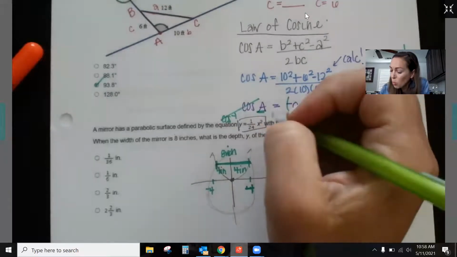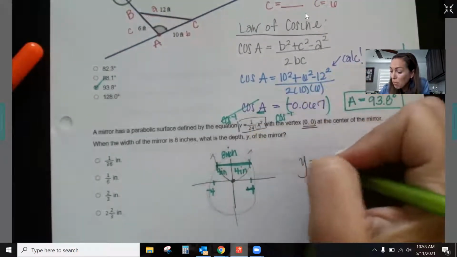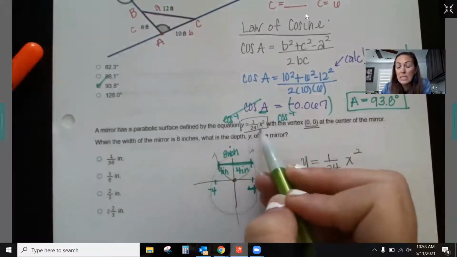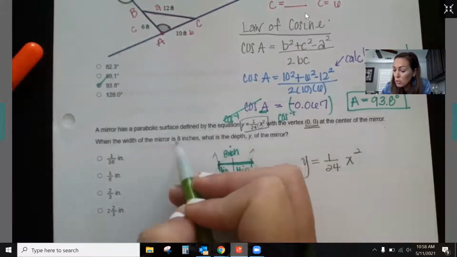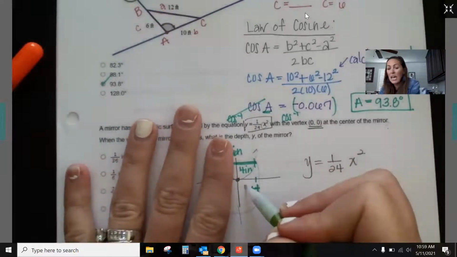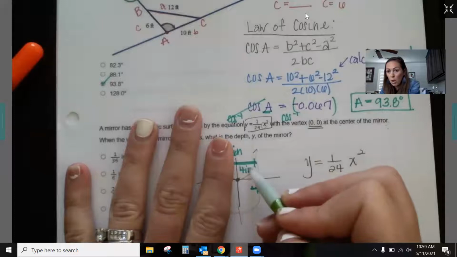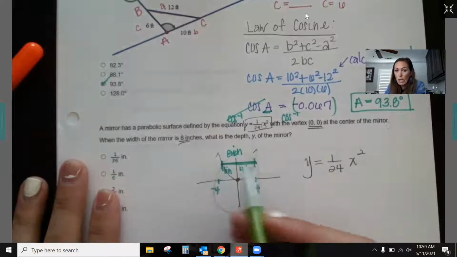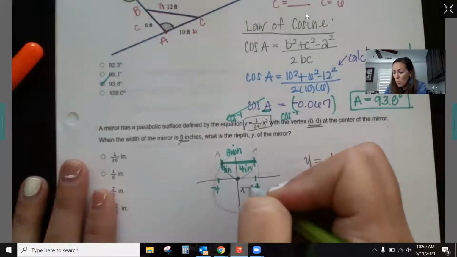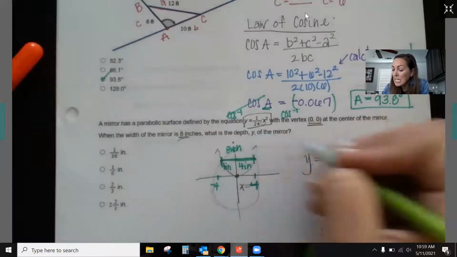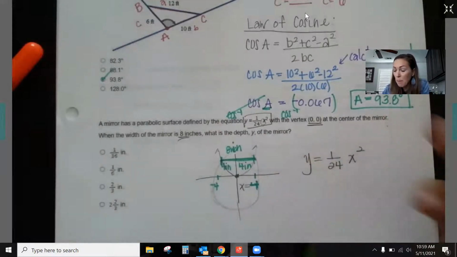And the problem with this, we're talking about this x value, the width of the mirror is that x value, and you guys want to use your 8 inches for that width. But x is going to be this value of 4. You're not measuring the distance all the way across. You're going from your vertex to where that edge is, which is going to be a value of 4 to put in. So when you want to solve for the depth, the y value, how deep is that mirror?